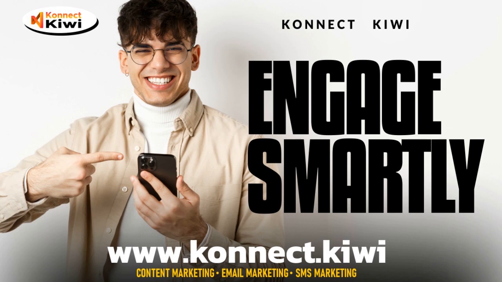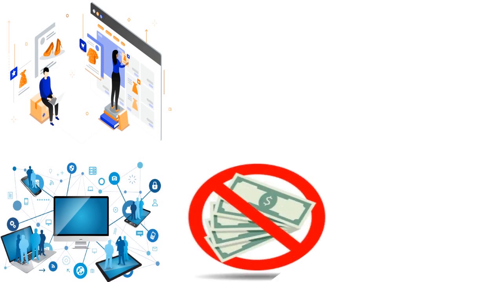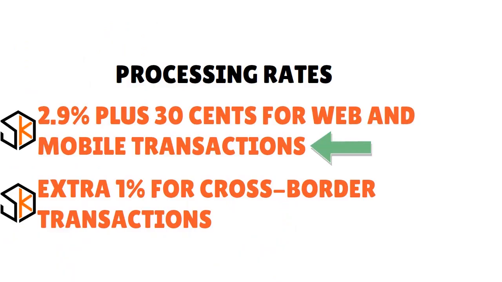One thing you need to really understand, and I think I've said this before, is that with Amazon Pay, there are no setup fees. There are no monthly fees. There are no annual fees. There are no termination fees. There are not even any hardware items to purchase. So it's just the cost that I told you a little earlier: you pay 2.9% plus 30 cents for web and mobile transactions, and an extra 1% for cross-border transactions, CBT.